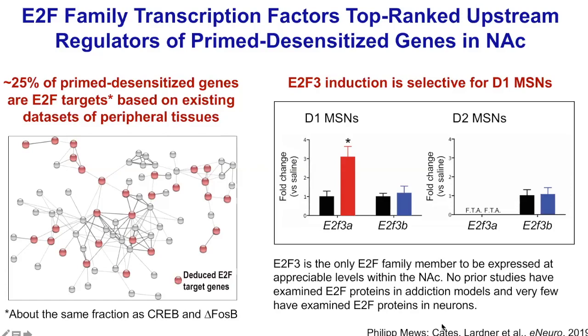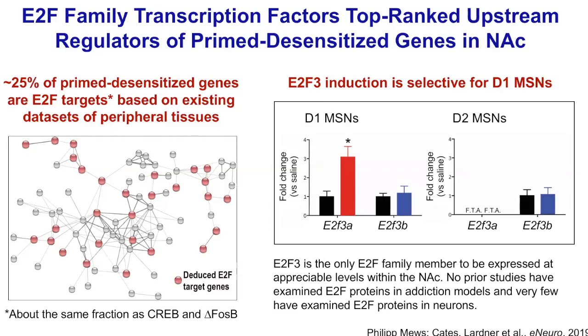So first experiment, in a study that Hannah did with Casey Larner. Hannah is a former graduate student. Casey's a graduate student who's about to defend this July. They first were able to show that cocaine indeed induces E2F family in the nucleus accumbens, an effect seen only in D1 medium spiny neurons, not in D2 medium spiny neurons.